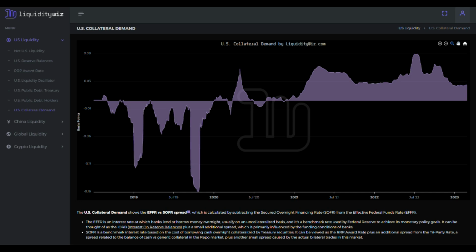Effectively, our chart takes advantage of this dynamic to show you the balance between cash and collateral in the system. When the spread between SOFR and EFFR is positive, like it is at the moment, meaning that SOFR is smaller than the federal funds rate, it indicates a surplus of cash in the system and a shortage of collateral. While, when the spread is negative, the opposite is true, and it suggests a shortage of cash and a surplus of collateral in the system.